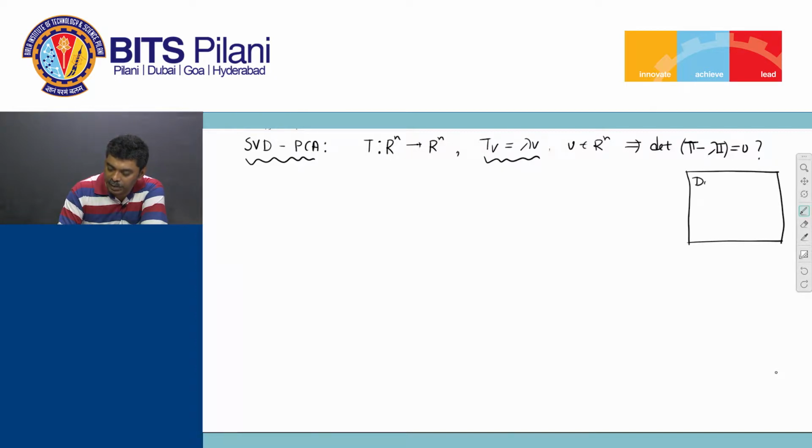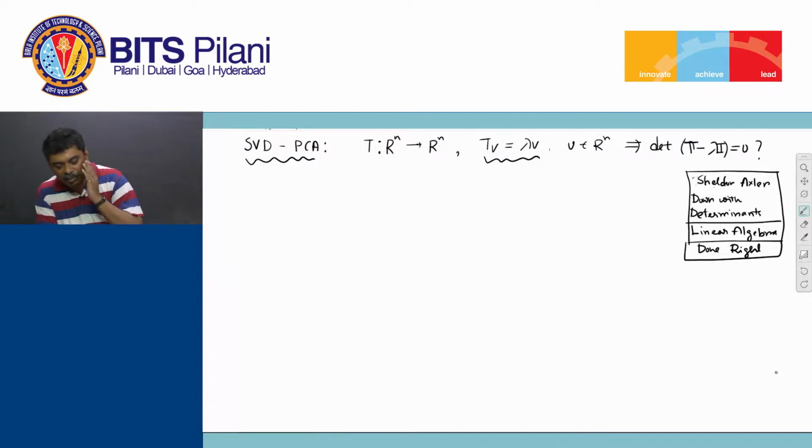two books which I follow closely. Both are by Sheldon Axler, that's the author. Down with Determinants. And the other one is Linear Algebra Done Right. The titles seem a bit audacious, but let me tell you, I haven't seen better books on linear algebra than those written by this author. Okay, all right.